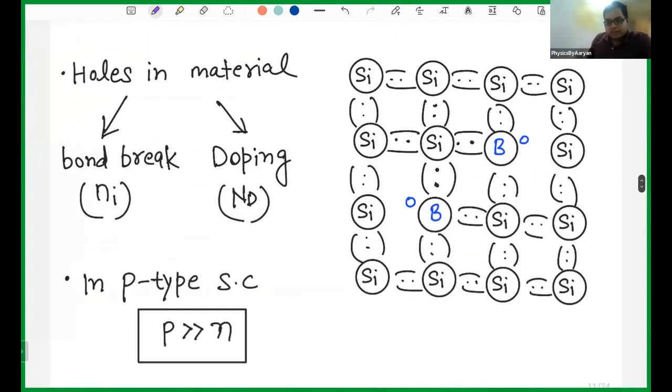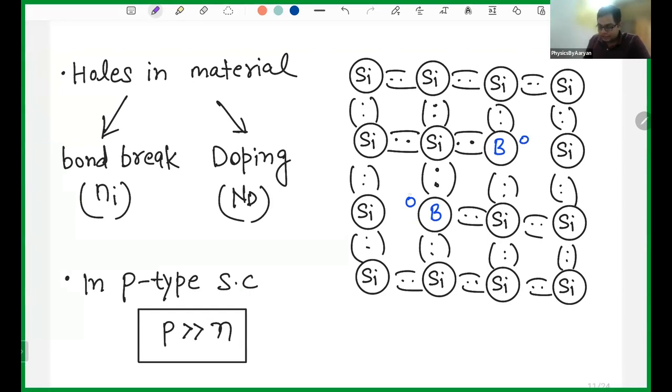In some places, silicon will be replaced by boron. Now boron only has 3 electrons. So what will happen? The fourth bond has not formed. So it has given you a hole, a vacancy of an electron. It means if this boron had the electron, then this silicon would have made the bond. But since this boron does not have the electron, the bond is not being made.